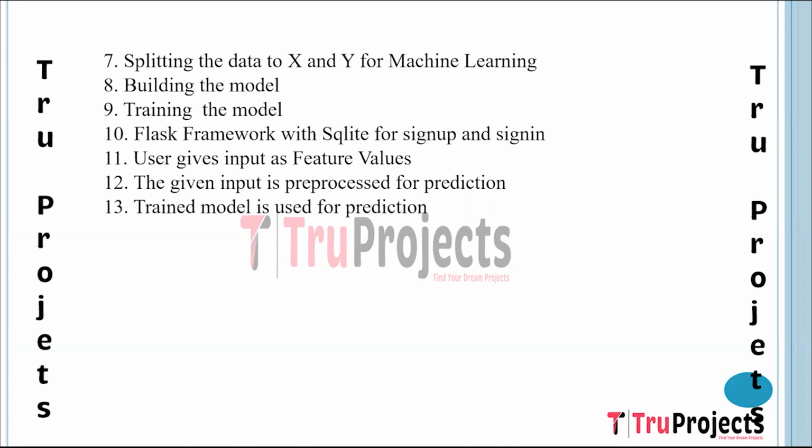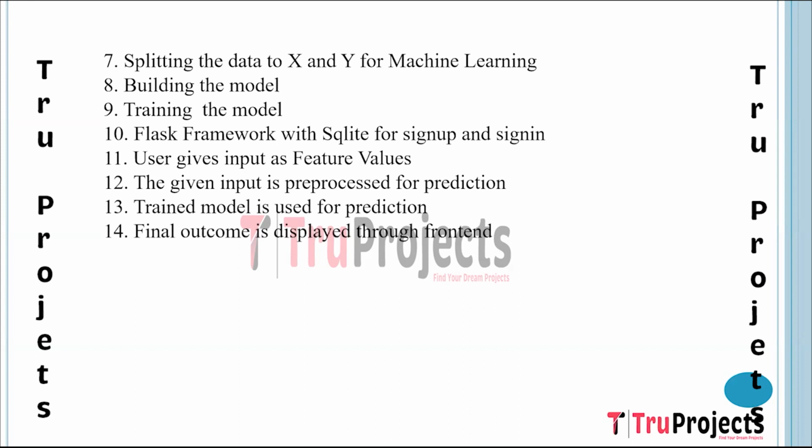Trained model is used for prediction. The pre-processed user input is fed into the trained model to make predictions about whether the inputted network activity is considered an intrusion or not. The model utilizes its learned patterns and relationships to make this prediction.